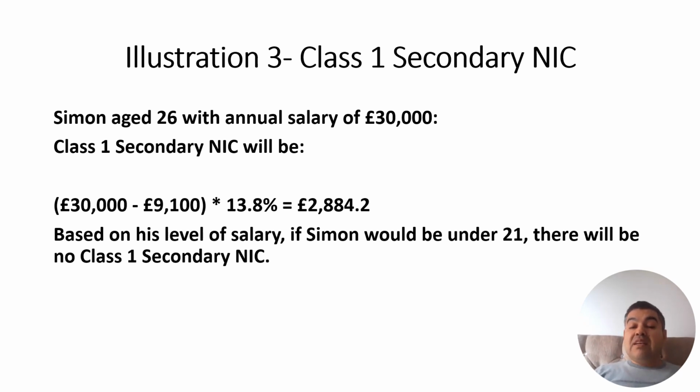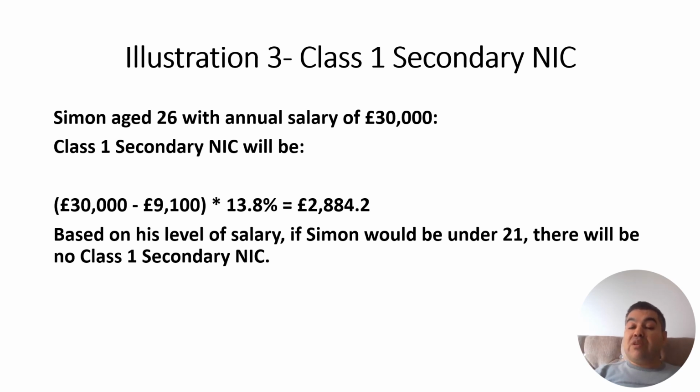Here is an example. Simon, age 26, with an annual salary of 30,000. Remember, in this case you don't have to do it on a monthly basis. For employee NI, yes, there's a 2% element, because it's 10% and then changes to 2%. Here is a flat 13.8%. So remember, for the first 9,100 there's no national insurance for the employer. So 30,000 minus this, and the remaining would be at the rate of 13.8%.